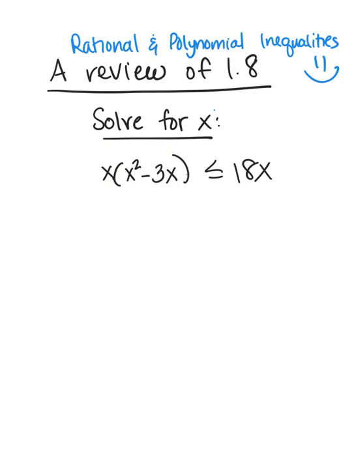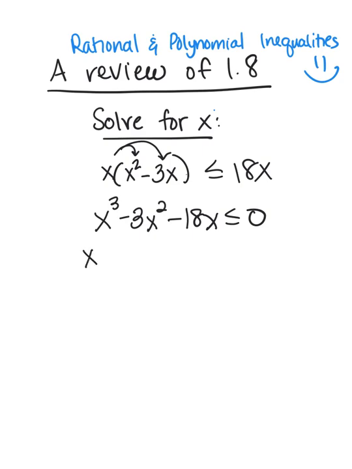So when you're solving, this is a polynomial inequality and you want to bring everything over to one side and factor it. So even if it looks like it is factored in the beginning, you actually want to distribute. So that'll be x cubed minus 3x squared, and then I'm going to subtract 18x, and now you have it all set to 0, and now I'm going to factor.